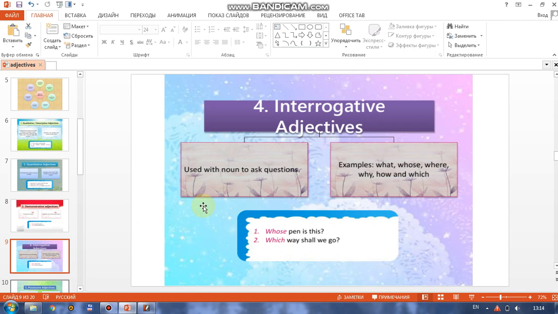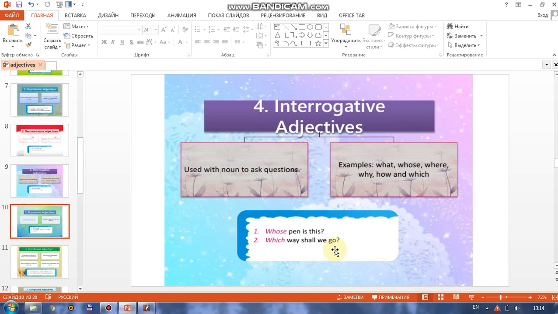Interrogative adjectives are used with nouns to ask questions with the help of question words like what, whose, where, why, how, and which. For example, whose pen is this? Which way shall we go? Whose and which here are examples of interrogative adjectives.